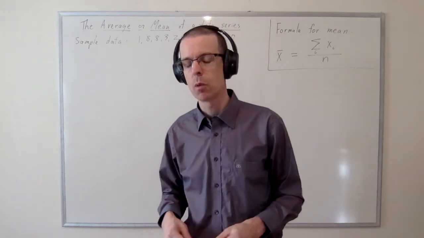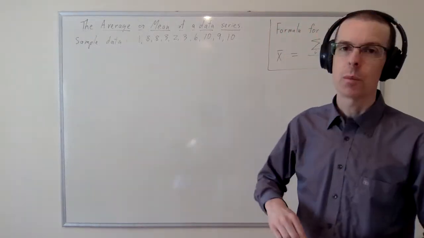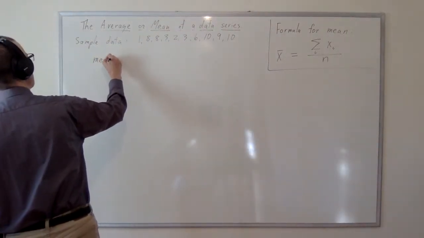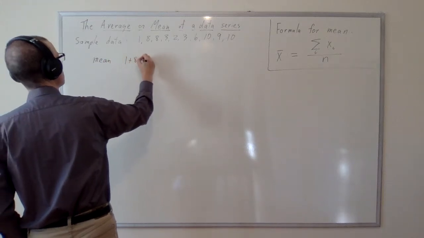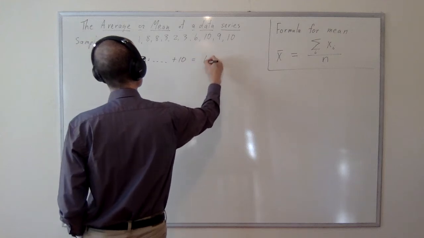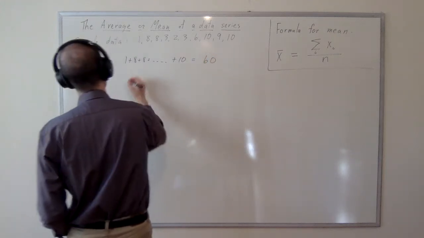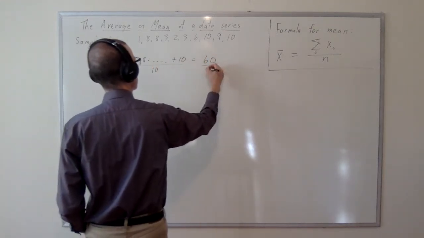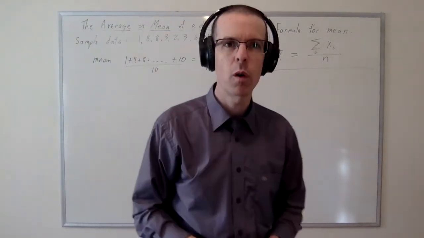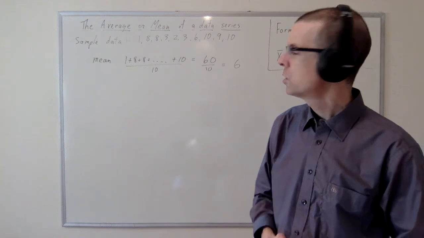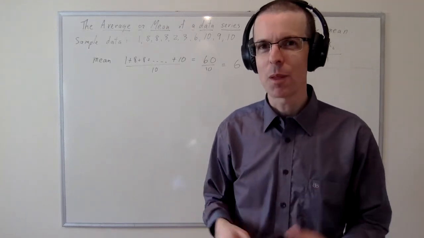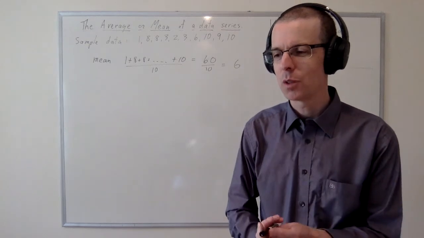But if we have a quantitative variable, then we calculate the mean by adding up the numbers and dividing by how many there were. So for example, if we have this data set, then we do 1 plus 8 plus 8, etc. And we get 60. And then we have to remember to divide by 10. And this gives us 6 for this data set. So take my word for it. You add up these numbers, we get 60. So that's easy.